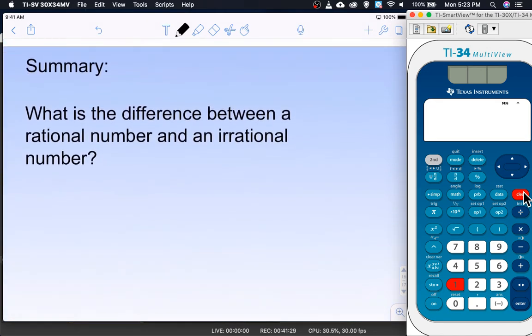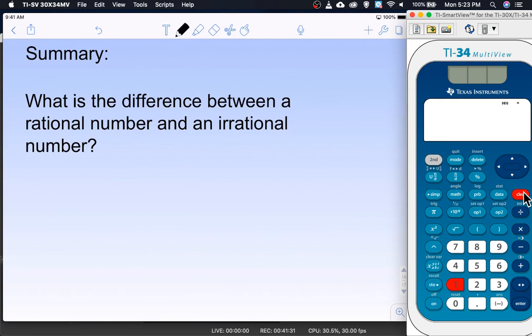All right, summary. What is the difference between a rational number and an irrational number? Put down your thoughts, pause the video, think about it. When you're ready to continue and go through it together, hit play, and we'll do just that.